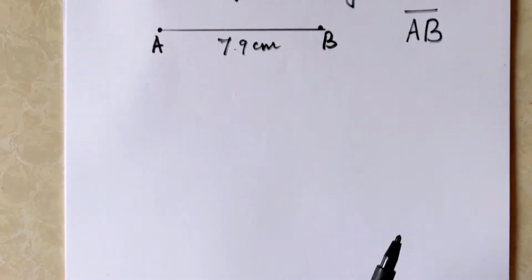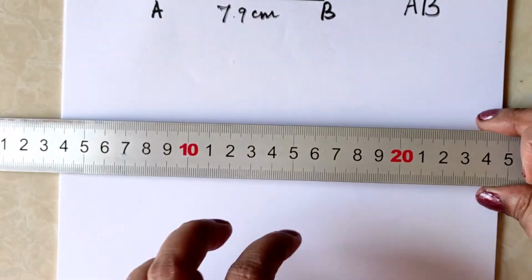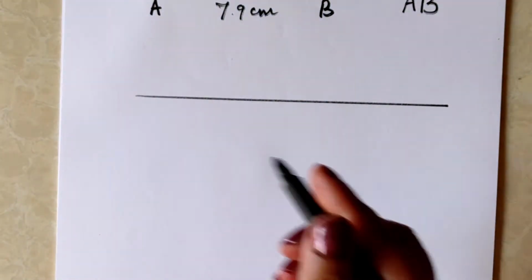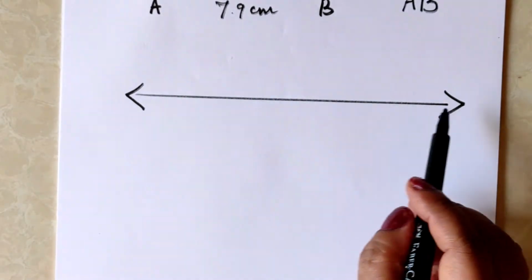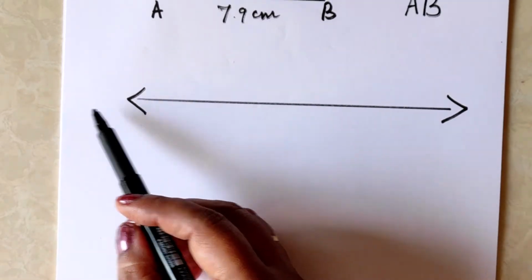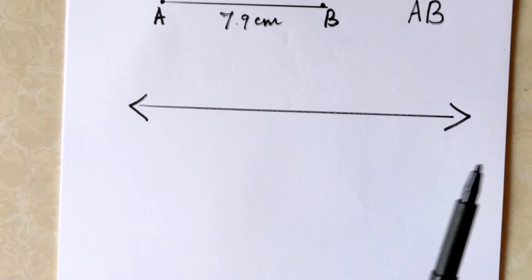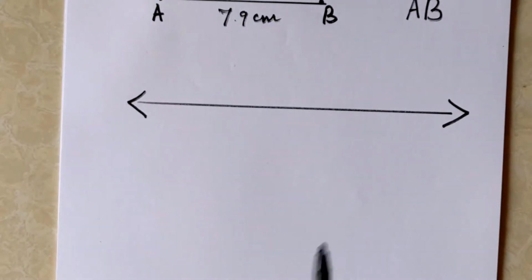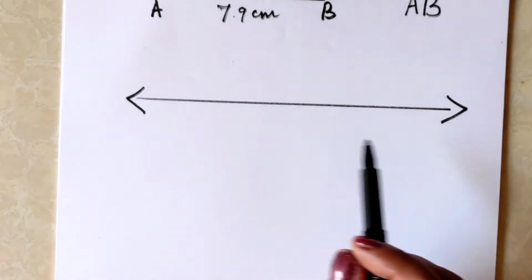Now next will be line. What is a line? Suppose I'm not taking any points. I just take a scale and draw a straight line. And if I use an arrow mark on both sides, that means it is indefinite, infinite. So this end extends endlessly, and this end also extends endlessly. Both ends do not come to a point, but are extended endlessly. So this is called a line.